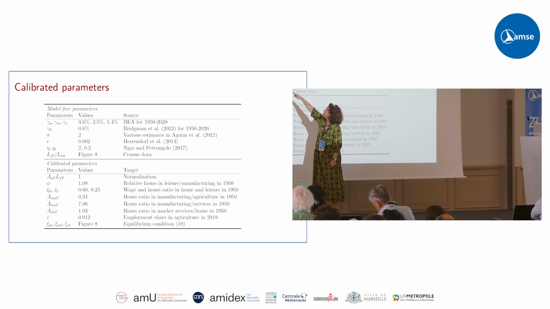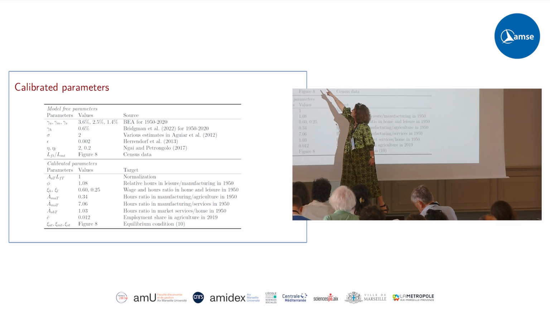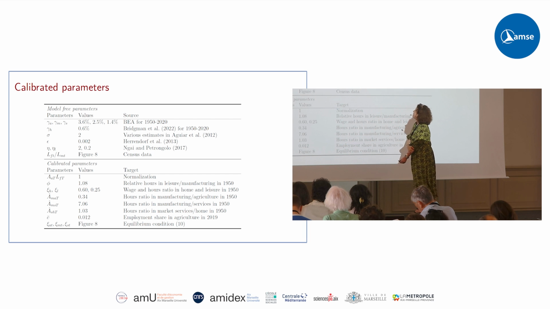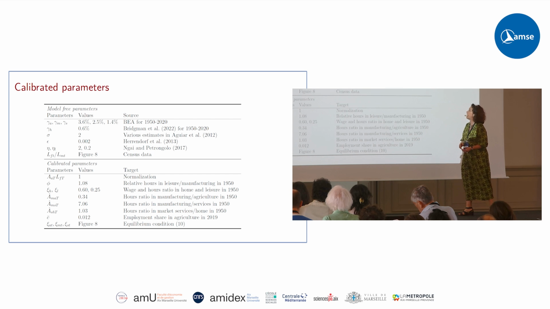So the productivity growth is highest in agriculture, 3.6%, middle in manufacturing, 2.5%, and lowest in market services, 1.4%. And in home services, we are using the estimates of Ben Bridgman. We get something that is smaller than everything, which is 0.6%. So this is basically what we have embodied into our assumptions.